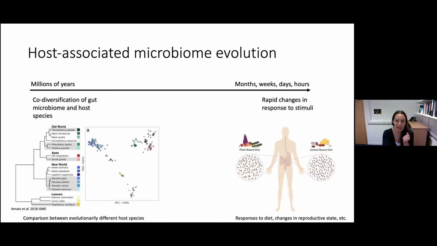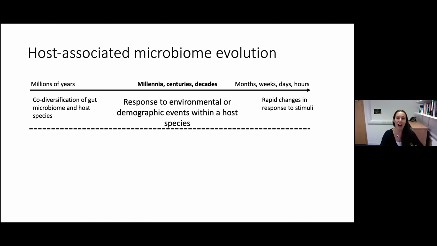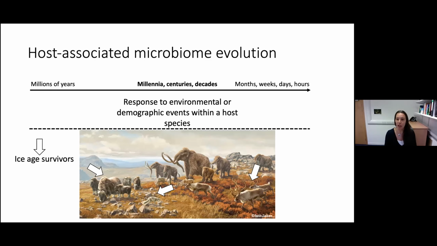What is lacking, in my opinion, to make this claim of co-evolution of host microbiomes and their hosts are these intermediate timescales that span millennia, centuries, or decades, where response to the environment or a demographic event within the host could be seen by studying the microbiomes. So what type of processes am I thinking of? Here's an example: climate change.